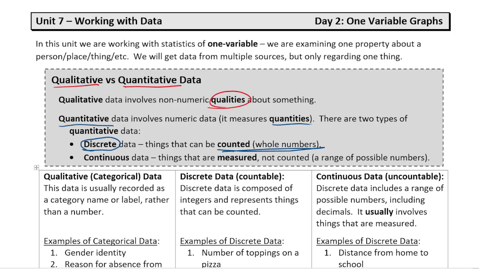If it's something you can't count, you have to measure, like your height, your weight, that kind of thing. That's called continuous data. And we display the different types of data differently depending on what our need is and how they behave.